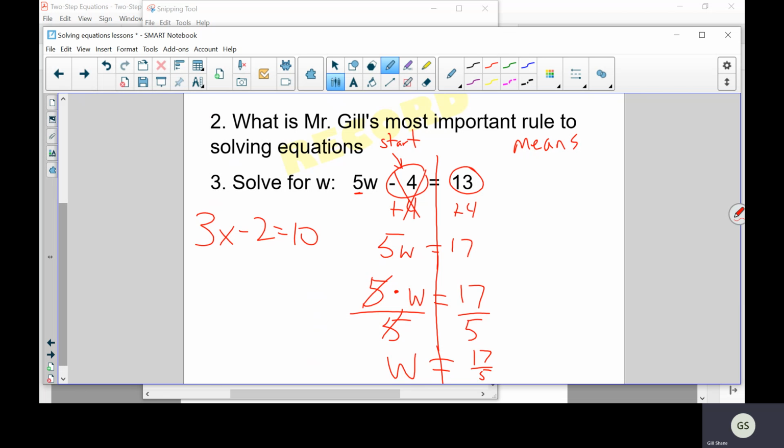Now, that's not critical to two-step equations or really even longer equations. It will be very important for a lesson that we do where you have a bunch of variables in one problem.